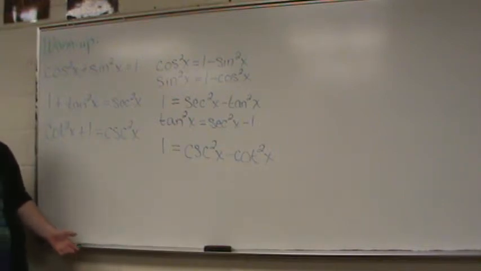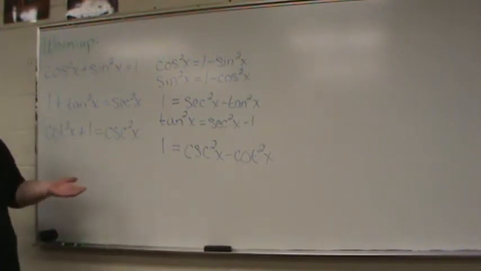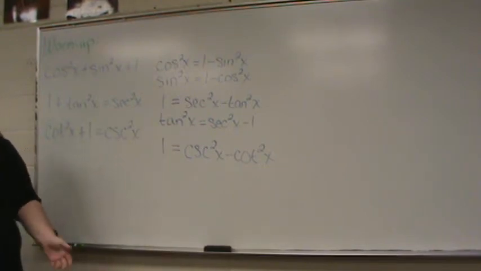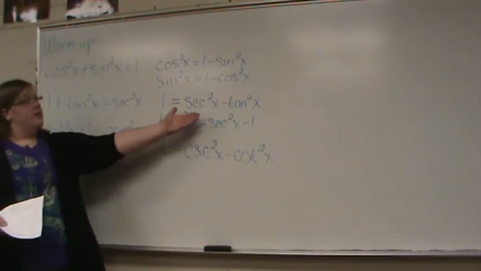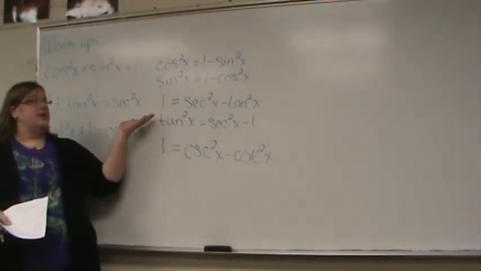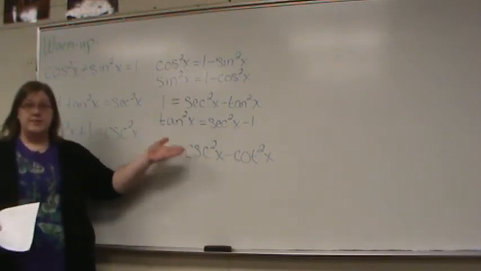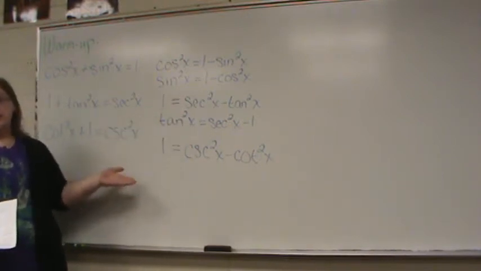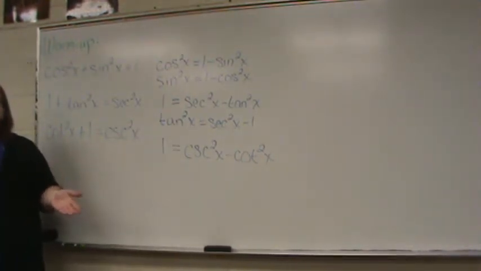I don't know if that would necessarily be useful. Well, it depends what you're solving for. I just don't know how useful it would be in the proof. I mean, if you're given that secant squared x minus tangent squared x equals 1, and you're trying to get to this, then you could do the substitution because you know that they're both equal to 1. But how often you're going to do that, I don't necessarily know, but that's a good connection.